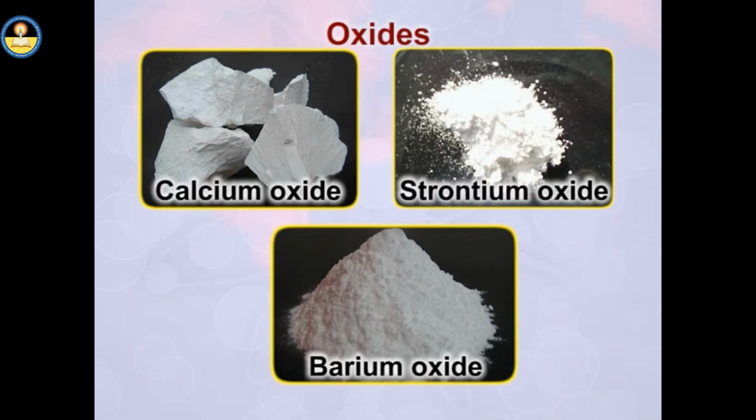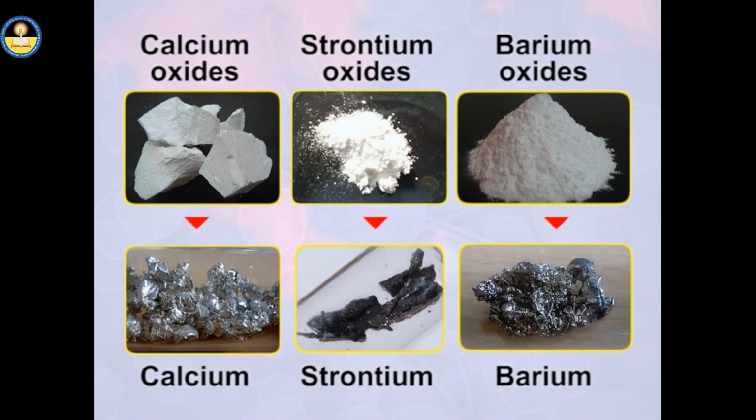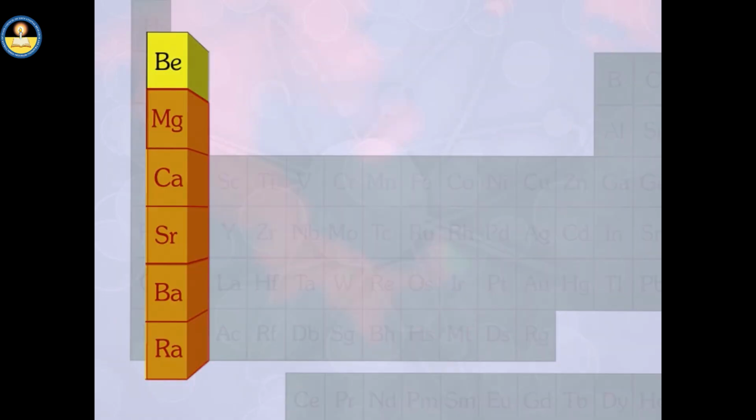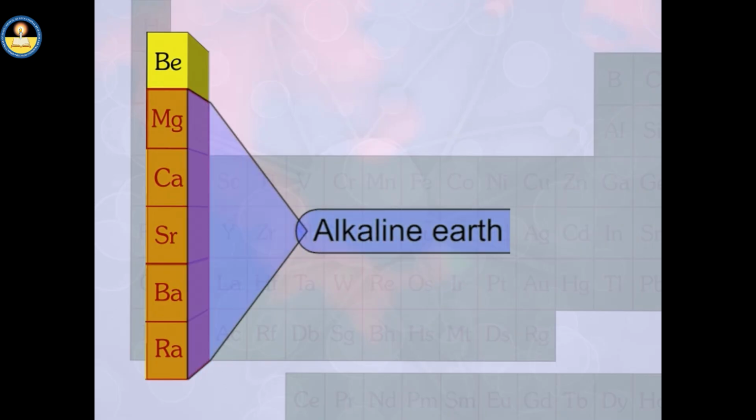The oxides of calcium, strontium and barium are also quite stable to heat and do not decompose even on strong heating. These metal oxides and their metals are also called alkaline earths. At present, all the elements included in the family are known as alkaline earth metals.